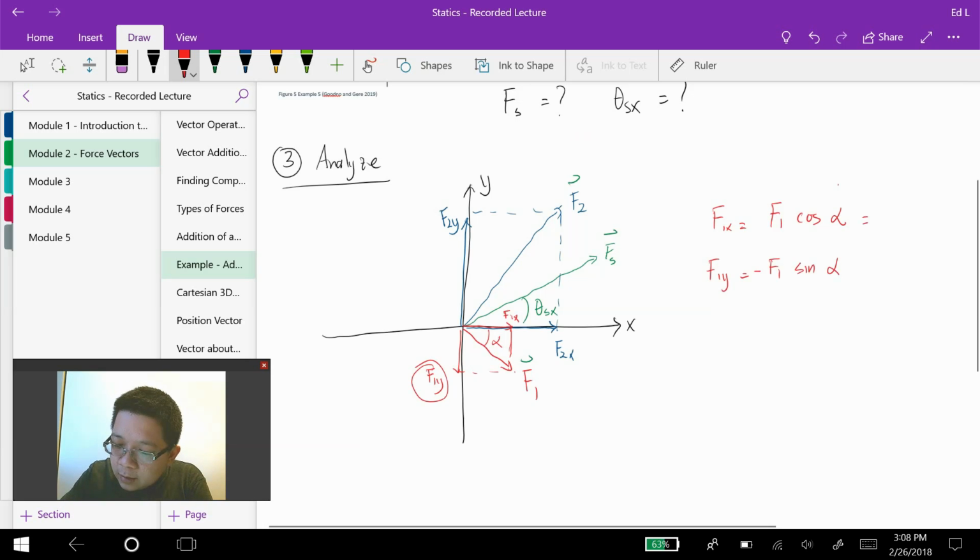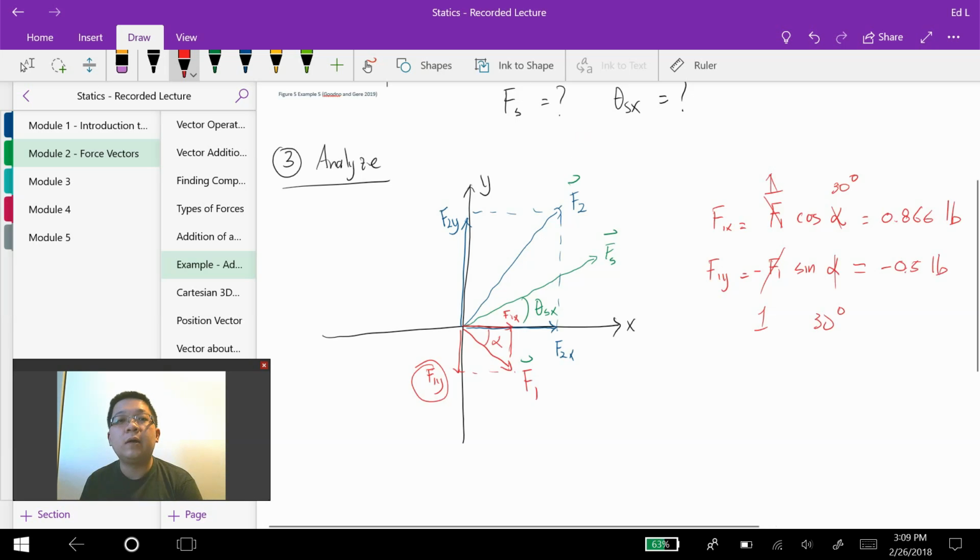So plug in the values. F1 is 1 pound, alpha is 30 degree. We perform the calculations. We will obtain that F1x is 0.866 pound and F1y is negative 0.5 pound, right?